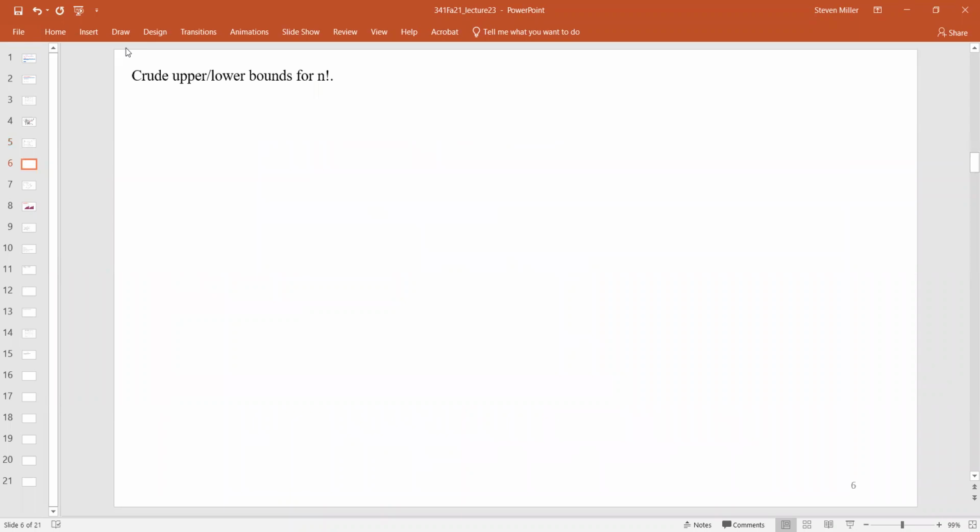So the first is, this is your chance to be a smartass. I want crude upper and lower bounds for n factorial. I will accept anything correct. Can somebody give me either an upper or a lower bound? 0. Yep. Can you do better than 0? 1. Can you do better than 1? Without too much work. N. Okay. So those are all acceptable lower bounds.